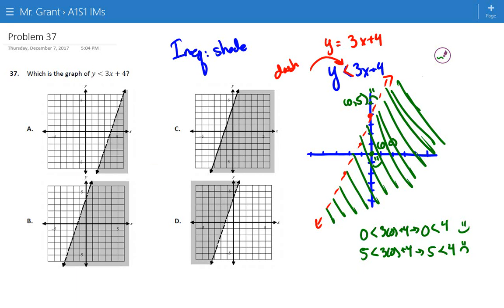Looking at this graph, we have a dashed line that takes away C. We know it starts at positive 4. That takes away A, and now we're down to B and D, which are the same graph, just they're shaded differently. B matches our shading.